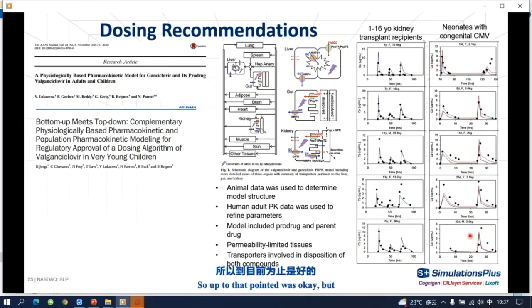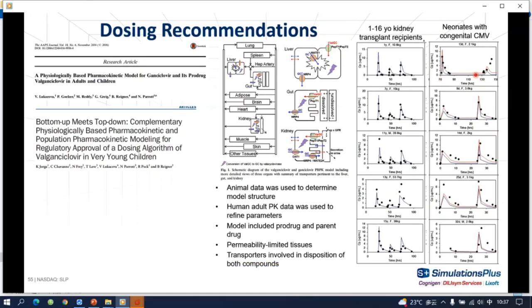So up to that point, it was okay, but less than 1 month old, there were some more systematic under predictions of the PK, showing that maybe the transporter within the first month is still maturing and the expression levels of those transporters are lower, resulting in lower clearance. So a theoretical ontogeny function was developed back then, and the red lines are now showing what would be the prediction with that theoretical ontogeny function.